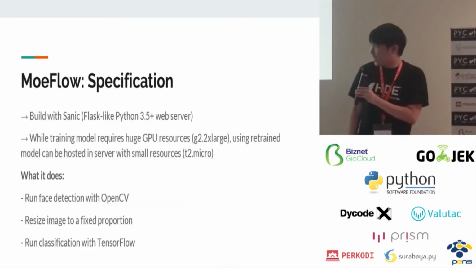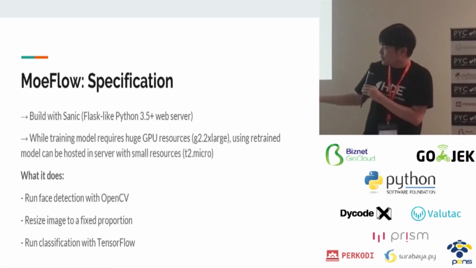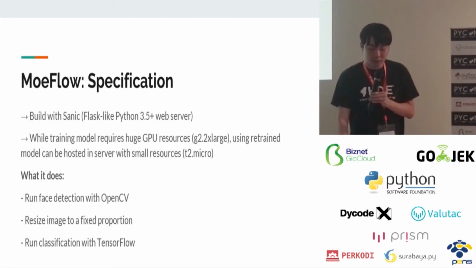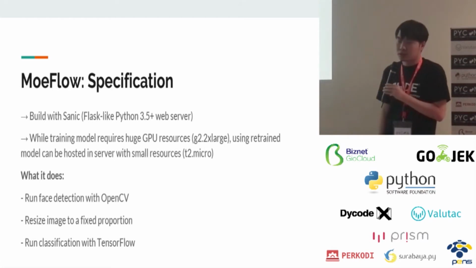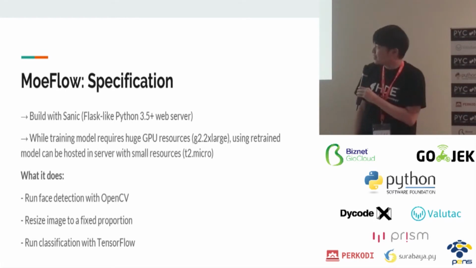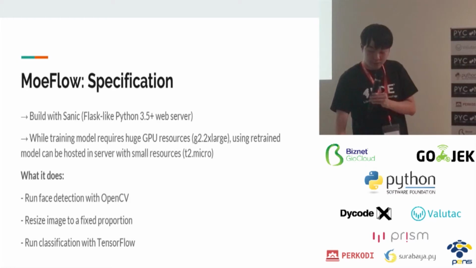This web app's specification is actually what it does. It runs face detection with OpenCV, and it resizes the image to a fixed proportion before running the classification with TensorFlow. You can deploy this web app anywhere because we already have the trained model. When you train a deep learning model, you probably need huge GPU resources to run. So I just threw it onto Amazon Web Services with a g2.2xlarge instance, and I use the pre-trained model on a very small server, like the web app is only a g2 micro.